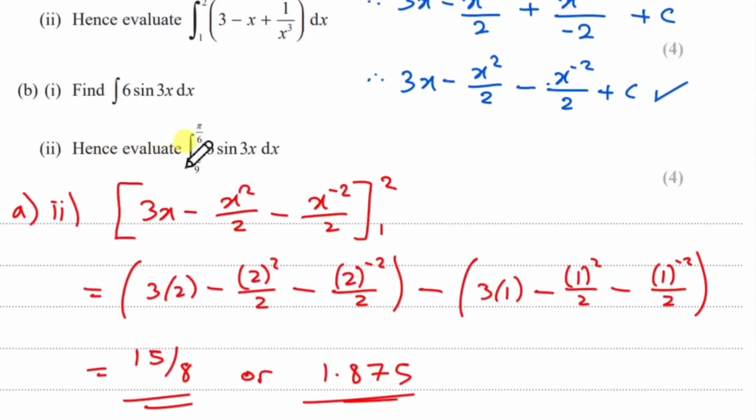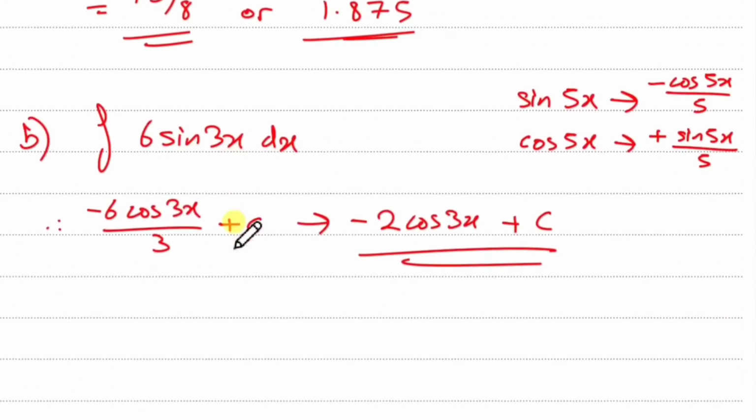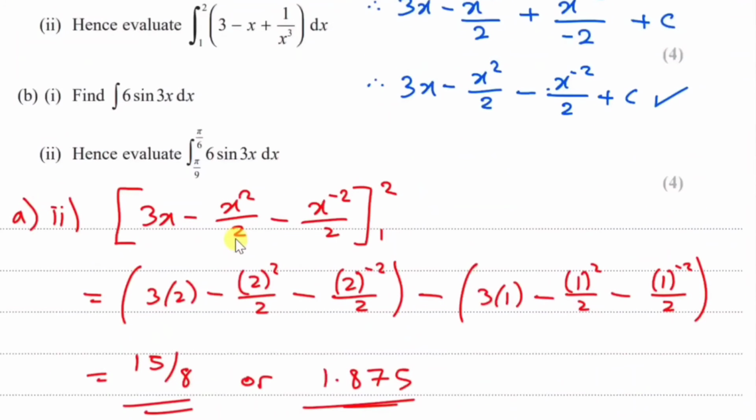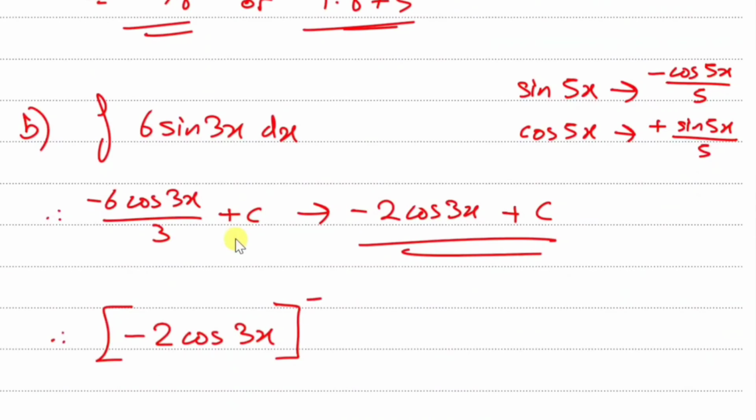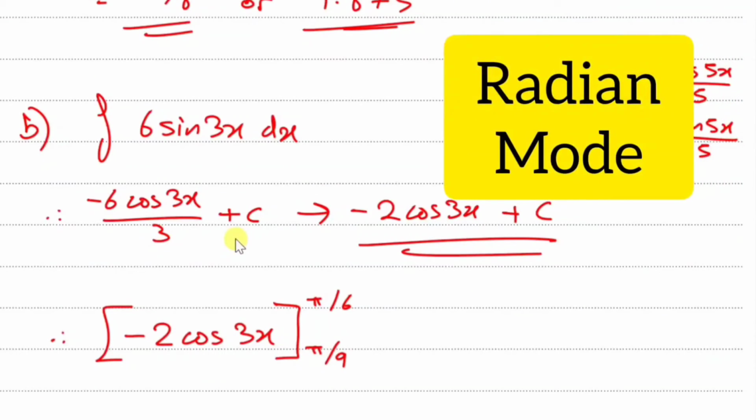And let me guess, evaluate now between pi over 6 to pi over 9. Okay, let's try it out. So we're going to now put a big bracket, put minus 2 cos 3x. And the limits, as usual, would be pi over 6 to pi over 9. So what this means is that your calculator should be set to radian mode. Yeah, so please put on radian mode.